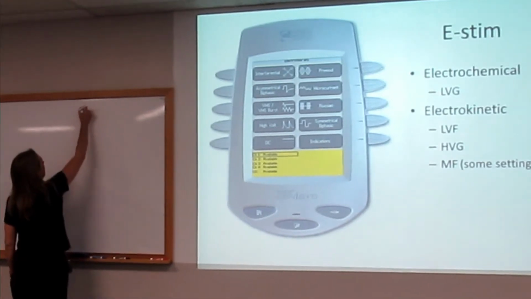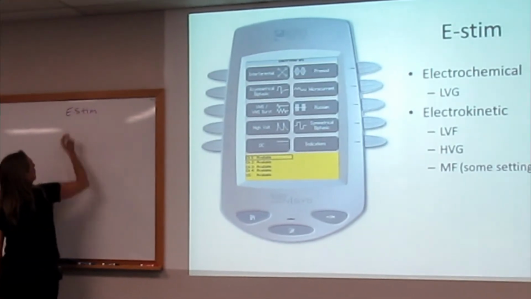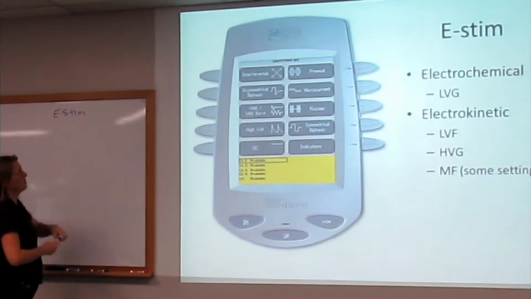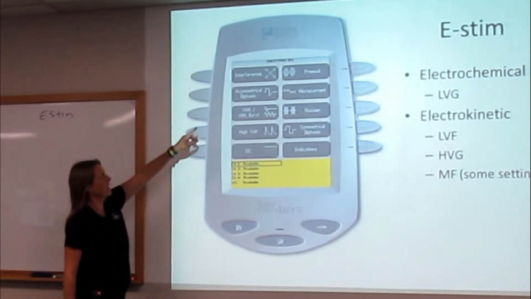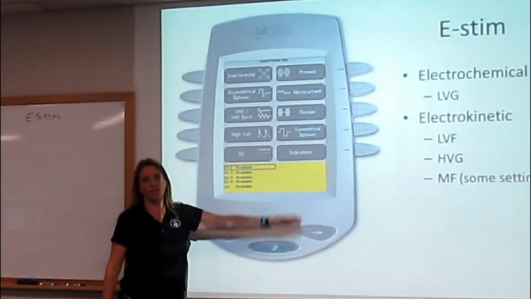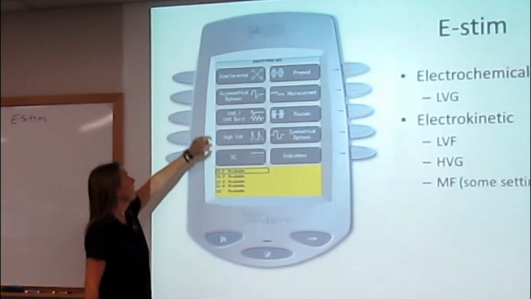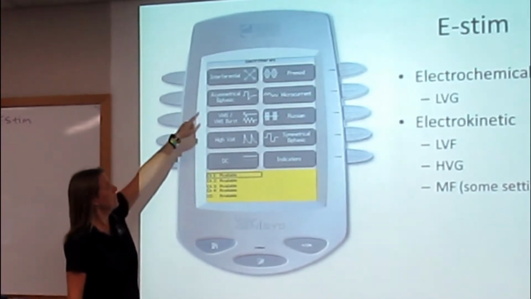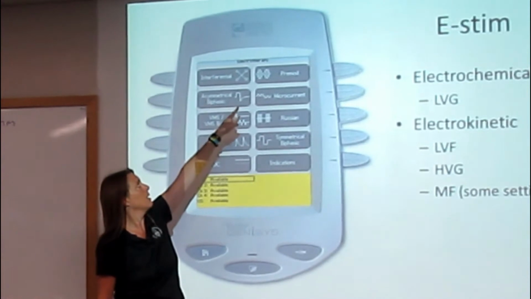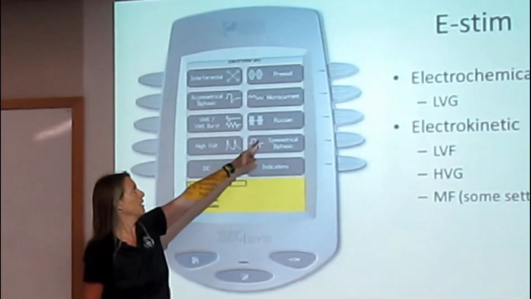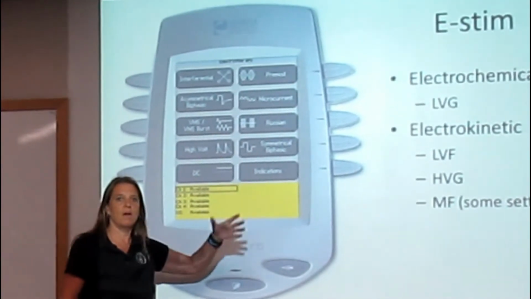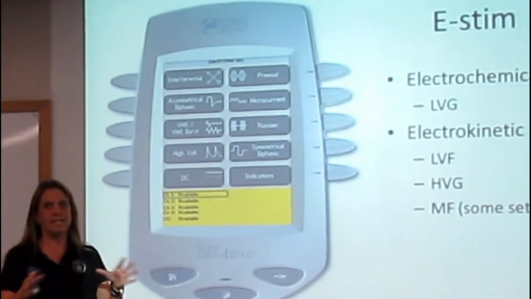Modalities. Under E-Stim, first you pull up your Chattanooga screen, and you can see right here all the different types of electrotherapy offered from Chattanooga. Interferential at the top, medium frequency, that would be pre-mod, which is a medium frequency, Russian stim. After a while, you look at all this and it either makes sense or doesn't make sense.